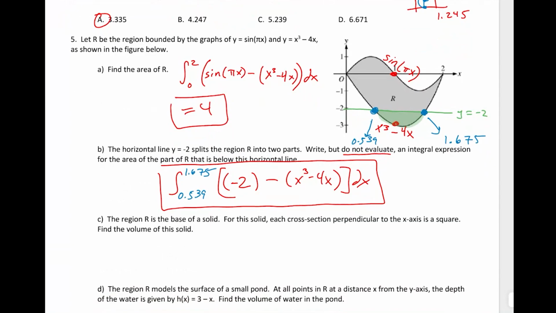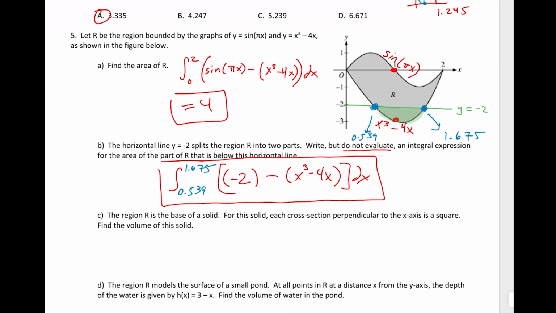Letter C, the region R is the base of a solid. For each solid, the cross-section perpendicular to the x-axis is a square. So the side length of each square is going to be the top function minus the bottom function. That's going to be sine of pi x minus (x cubed minus 4x), with that x cubed minus 4x in parentheses. So let's set this up. We're still going to go between 0 and 2 here.